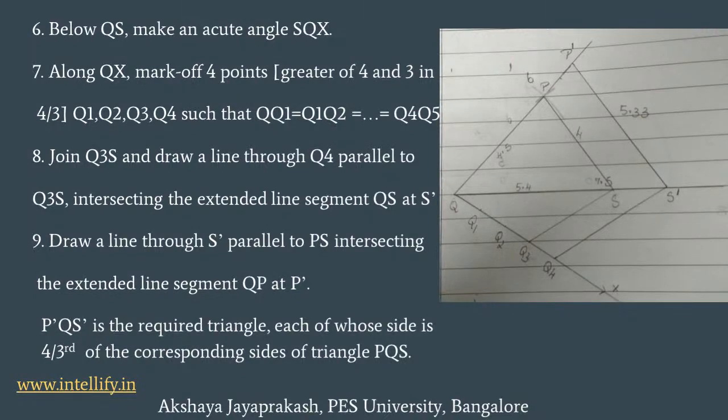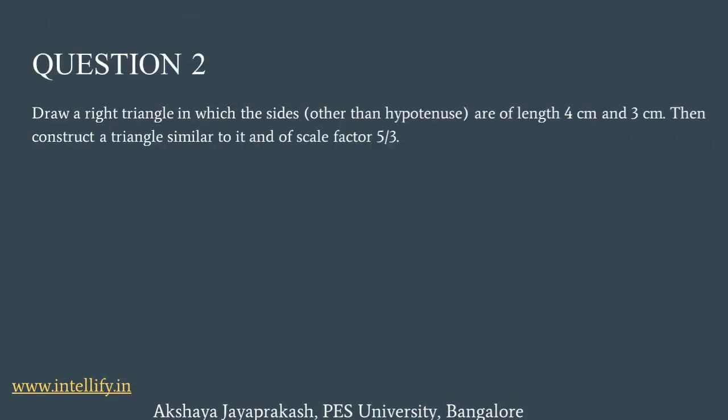Join Q3S and draw a line through Q4 parallel to Q3S, intersecting the extended line segment QS at S'. Draw a line through S' parallel to PS, intersecting the extended line segment QP at P'. Therefore, the triangle obtained P'QS' is the required triangle, each of whose side is 4/3 the corresponding sides of the triangle PQS.